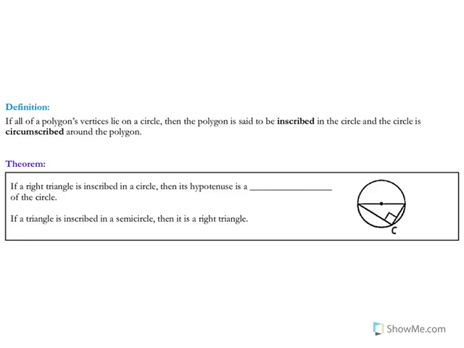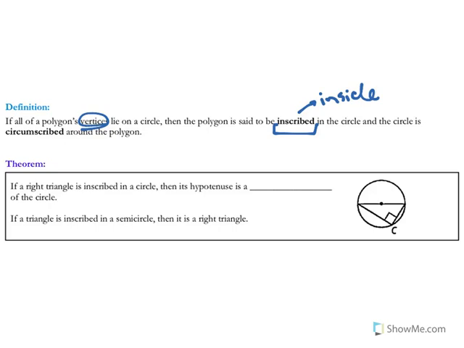Definition. If all of the polygon's vertices lie on the circle, then a polygon is said to be inscribed in the circle. I know I was using inscribed earlier, and I kind of glossed over it. Inscribed means that it's inside. It's completely inside of the circle, and all of its vertices are on the circle.